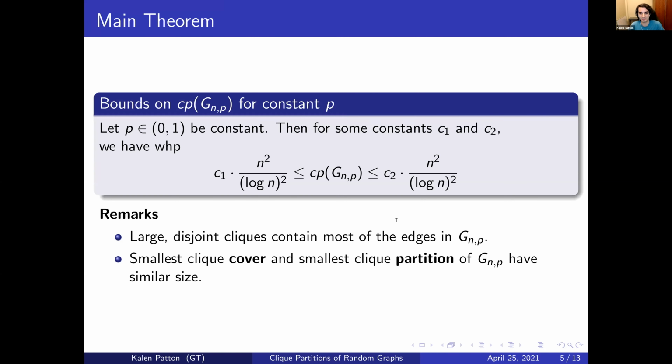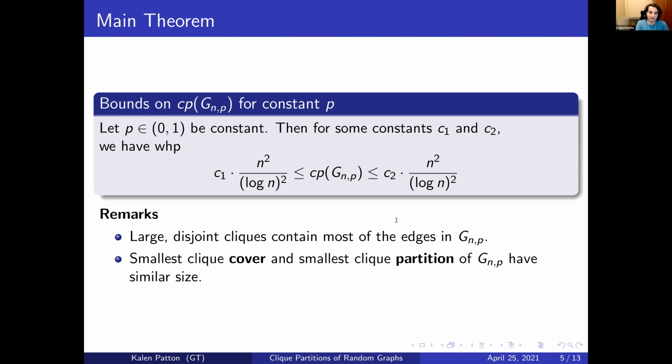So for any constant p, we can find constants c1 and c2 so that the clique partition number of G(n,p) is bounded above and below by these multiples of n squared over (log n) squared. What this tells us is that the edges in G(n,p) are contained in these large cliques, large being on the order of log n. So all edges are contained in these order log n cliques that are edge disjoint, or mostly order log n cliques that are edge disjoint.